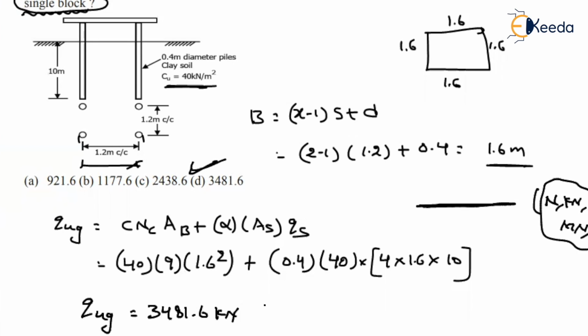Understood? Suppose I want to express this in meganewton, what is the answer? 3.481 meganewton. So there is a difference, right? If we enter 3481.6 or if you enter 3.481, there is so much of difference. So if you are entering numerical type questions, please make sure in which unit you are representing the answer.